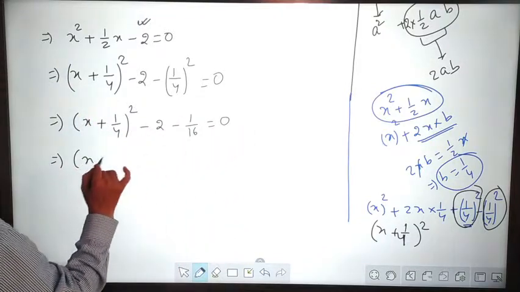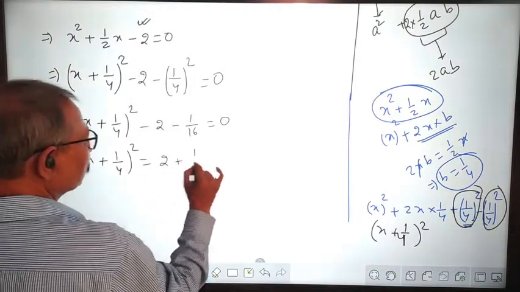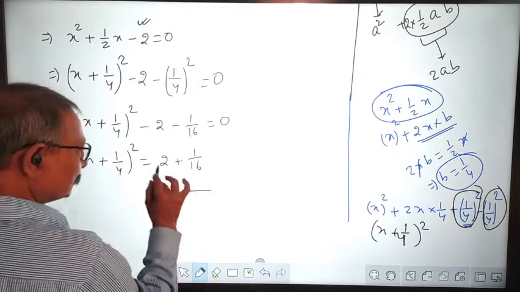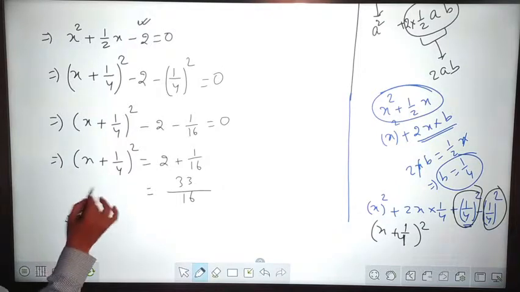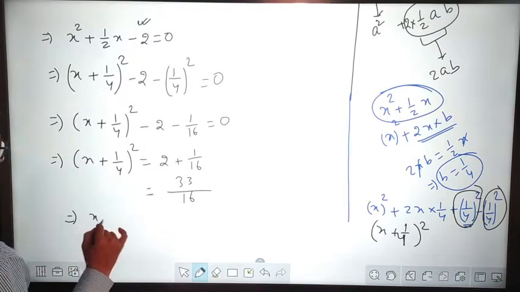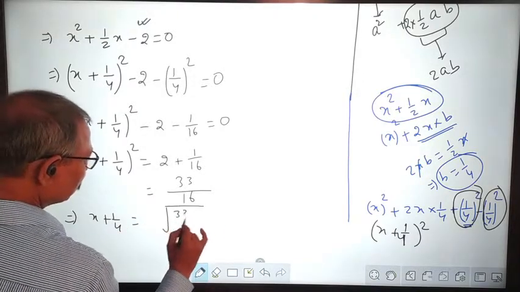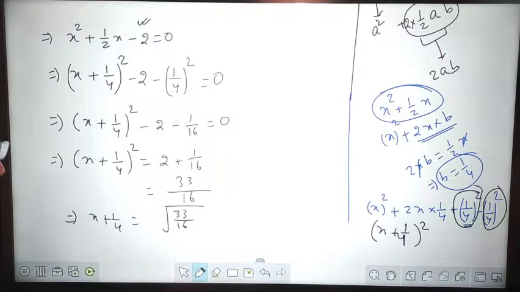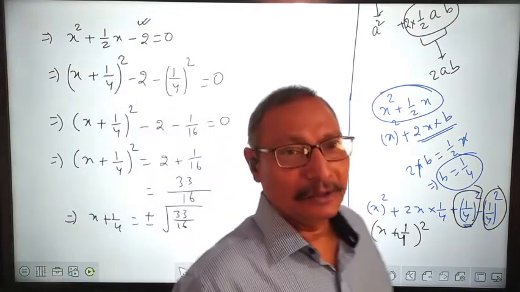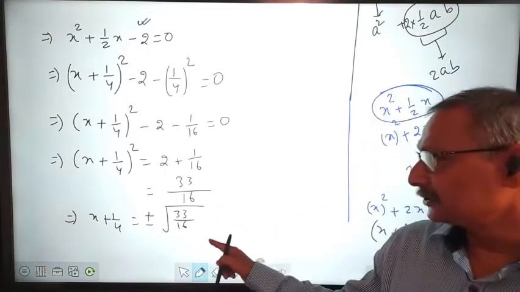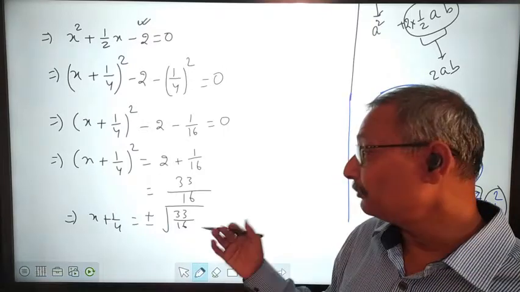Take the numbers to the right hand side. So it will be equal to 2 plus 1 by 16, and so it will be equal to 32 plus 1, 33 by 16. And now it can easily be written as x plus 1 by 4 is equal to root under 33 by 16. Mind it, we should not write only this one, you should put here the plus minus sign, because we know that plus root under 33 by 16 whole square will give the same result as the minus one.